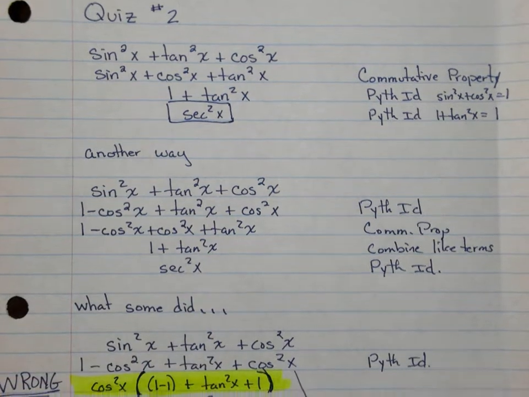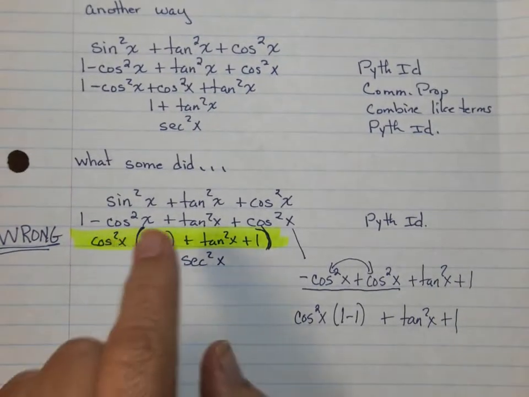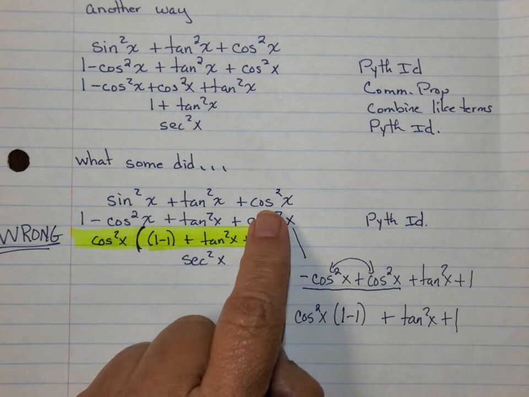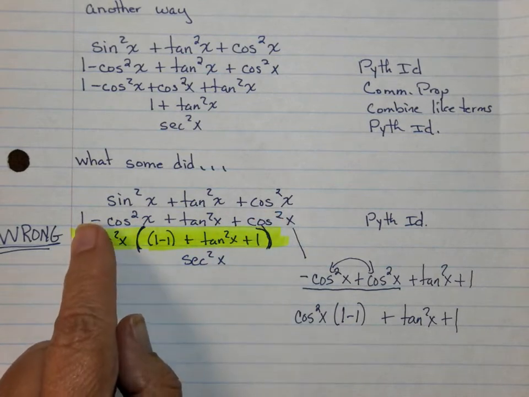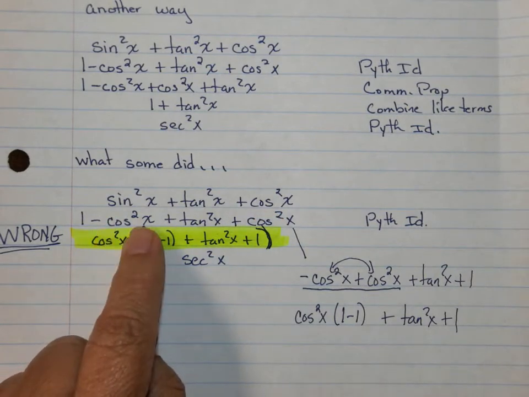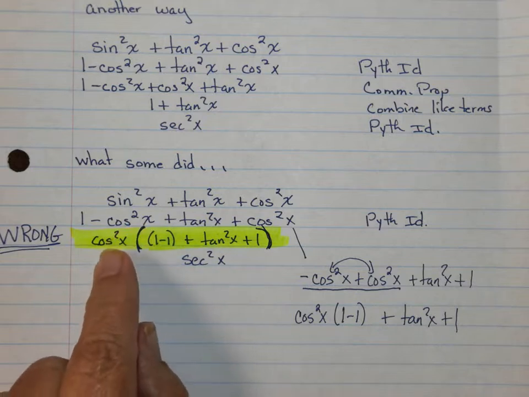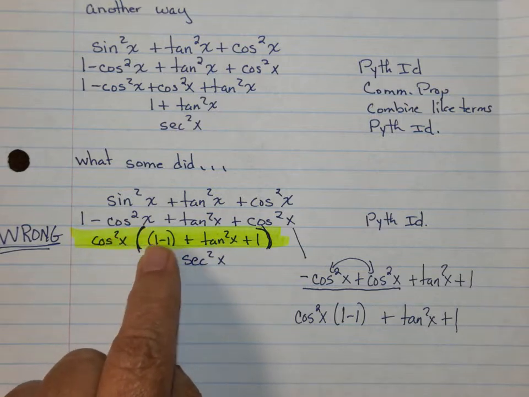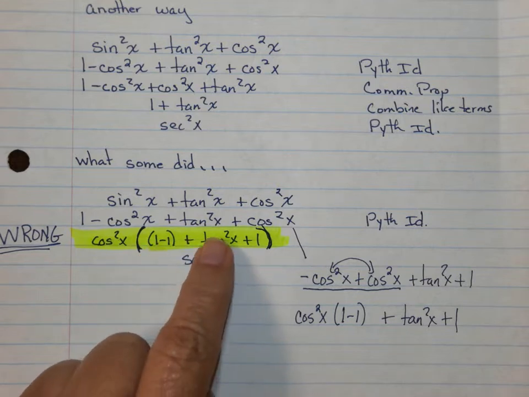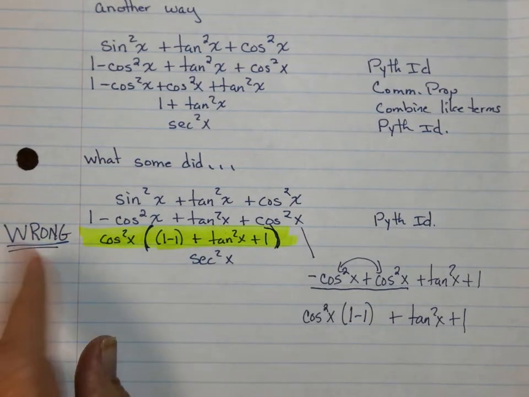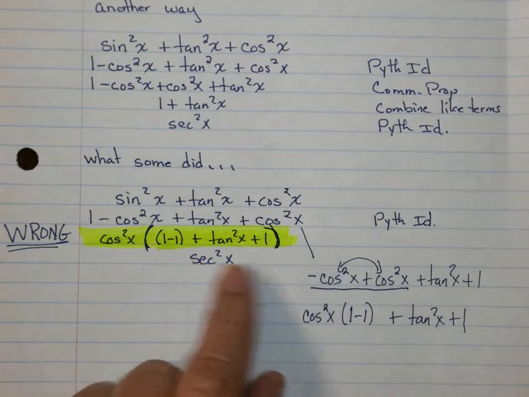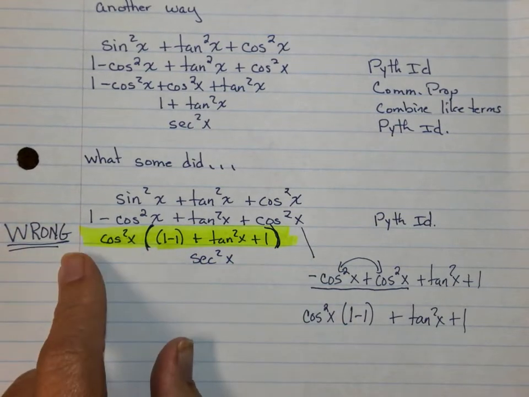But here's what some did. Some people started here. They replaced this with 1 minus cosine squared x, which was fine. But then the next thing they wrote down was cosine squared x, and then parentheses 1 minus 1 plus tangent squared x plus 1. And out of that they said that's secant squared x, and that's just flat out wrong.